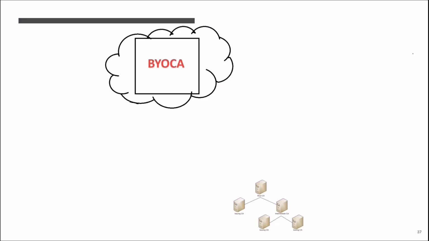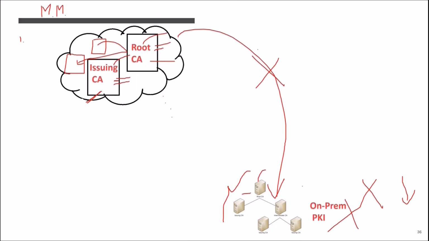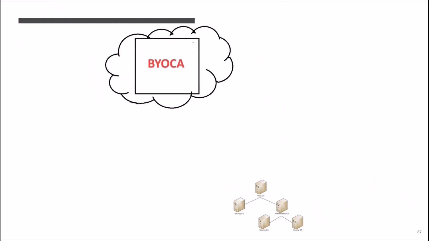So in this case, what is happening is, like in the previous case, we were creating a root CA in the cloud, and then we were creating an issuing CA in the cloud. In this case, we do not create a root CA in the cloud. We only create an issuing CA in the cloud. So let's call this issuing CA.